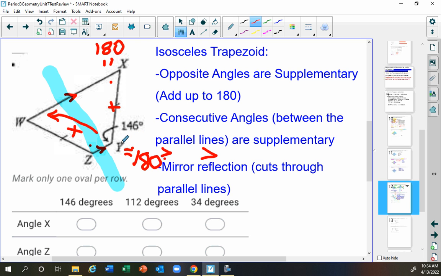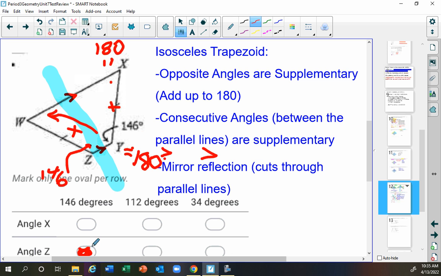Y and Z are the same. So if Y is 146, that means Z is also 146 right here. Good job. Because there's your mirror right there. Boom. Right down the middle. There's your mirror. So Z is 146.